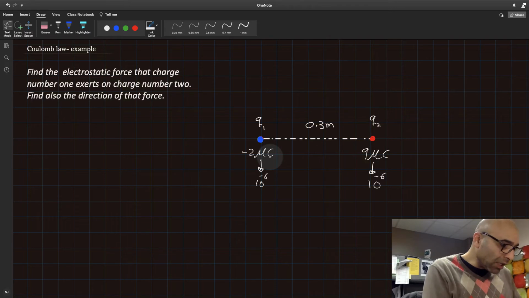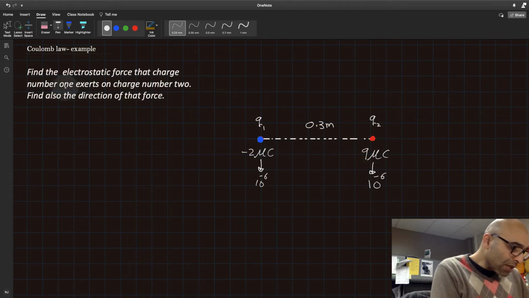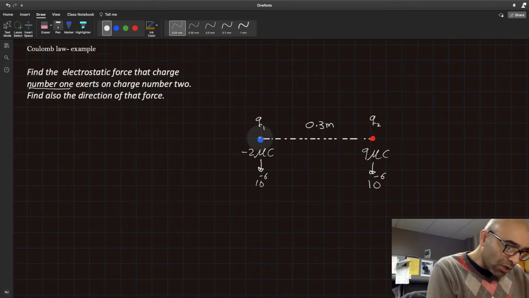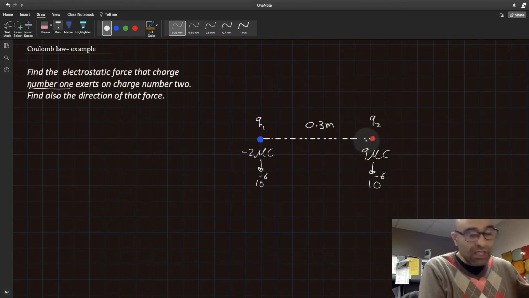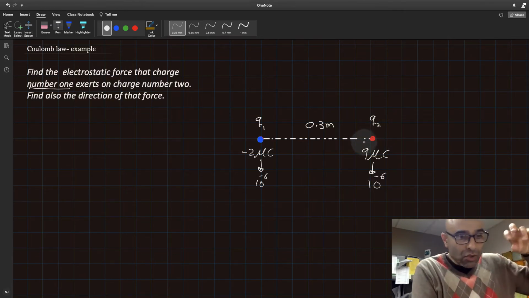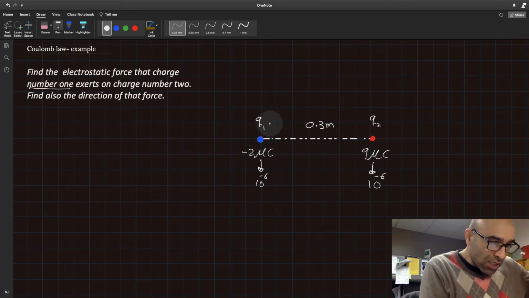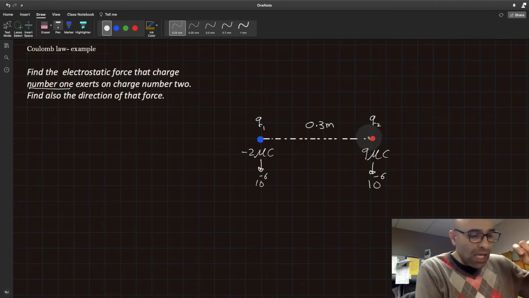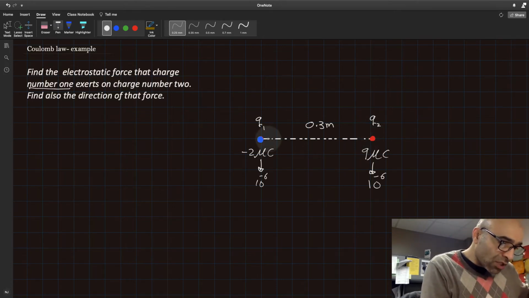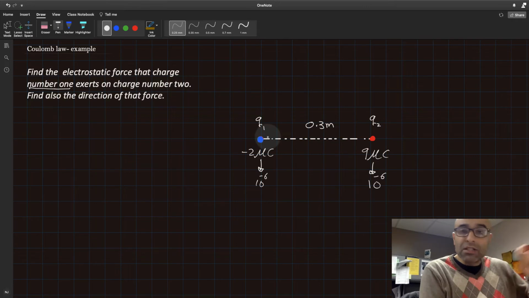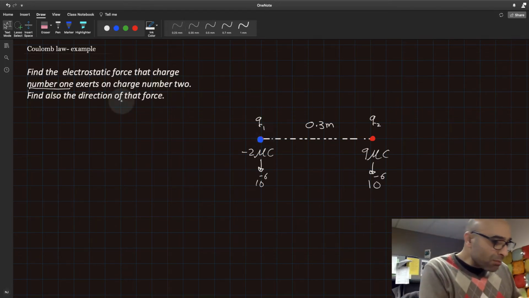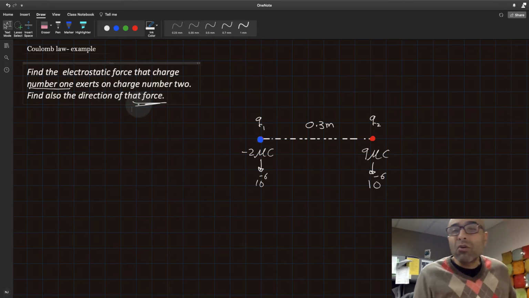We need to find the force that charge number 1 exerts on charge number 2. Remember, this is a mutual force, but now we are trying to find how much this charge is exerting on this charge. It's the same as what this force is exerting on this one, but the difference is going to be the direction. Remember, force is a vector quantity.